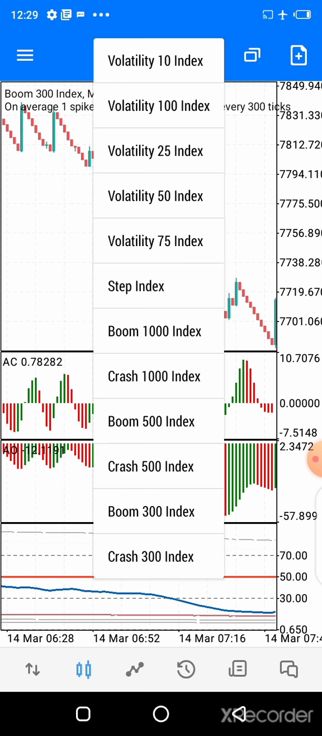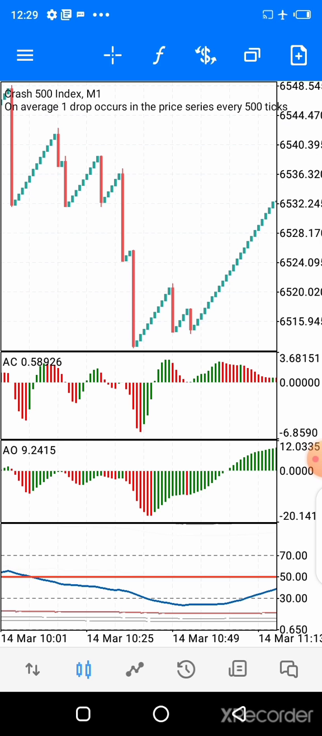Now let's look at Crash 500. For Crash 500 you take how many candles? 5, right? And the rule number one for Crash 500 is 5 candles.